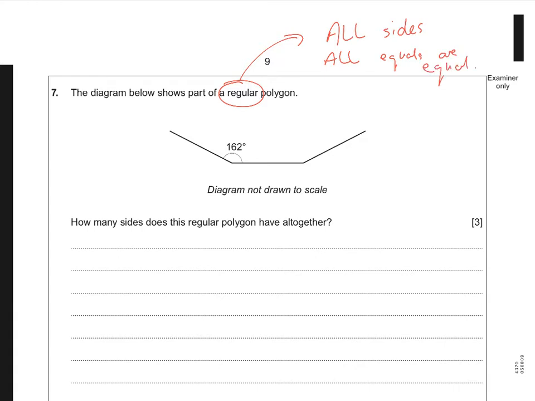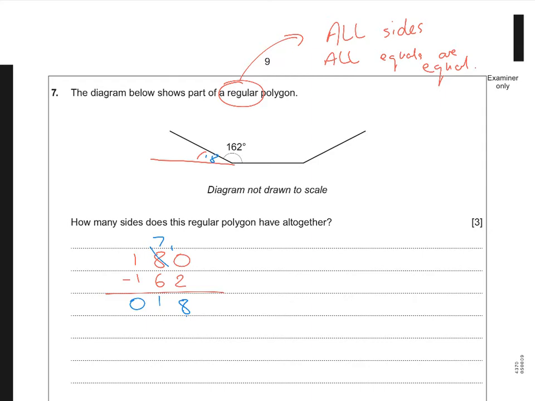Okay, now I would find this very hard to try and complete with the 162. So what I'm going to do is extend the line there and work out this angle here. To do that, I'm going to do 180 minus 162. Okay, so that is going to give me 18. So I know this angle is 18 degrees.